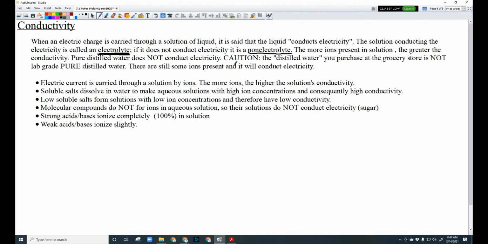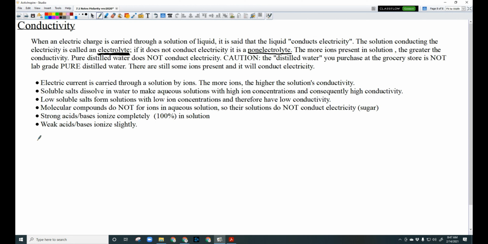But I want to caution you, even the distilled water that you get from the grocery store is not lab grade pure distilled water. There's still some ions present in that. So don't test that hypothesis at home. Okay, there's ways that you can test for conductivity, and I'll show you in a demonstration in class. I have a conductivity meter, and I'll show you some of these things. So there are still ions present, and it will conduct electricity from the distilled water that you buy at the store.